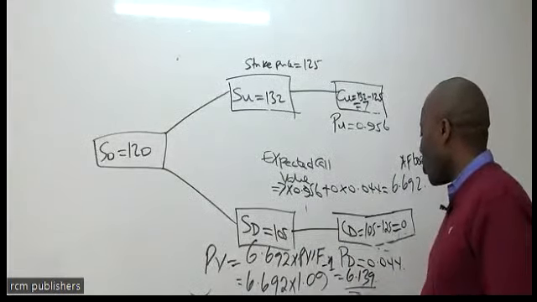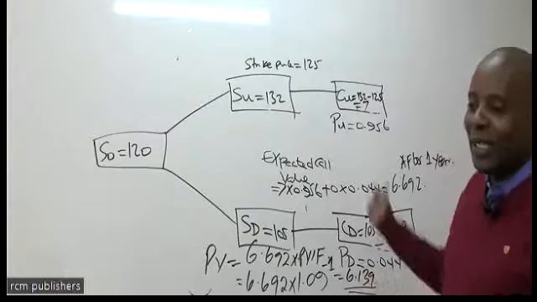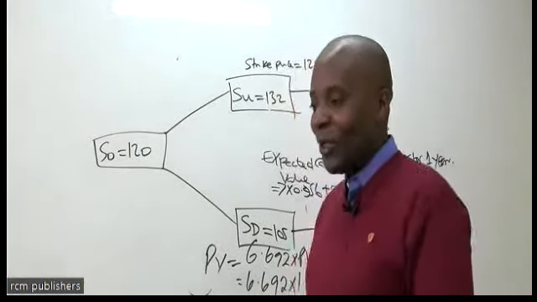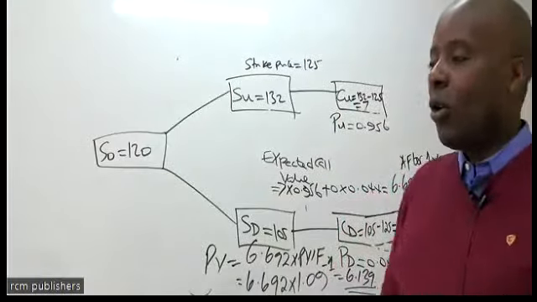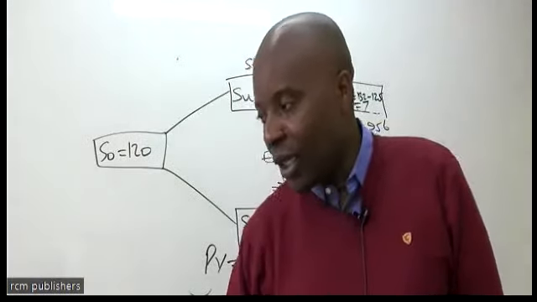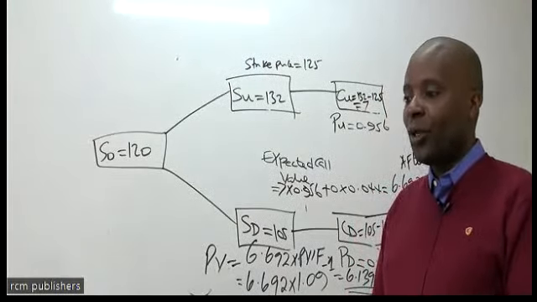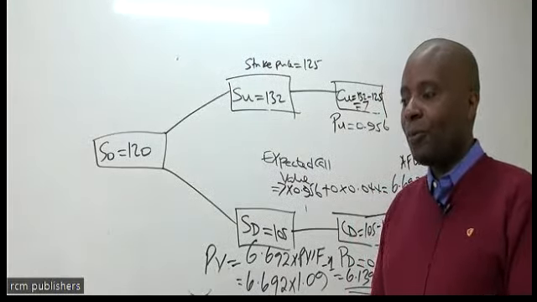6.139. But now you don't call this expected value. Now this has been discounted. It's the current value. It's a current call option value.